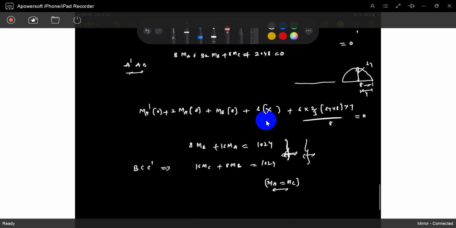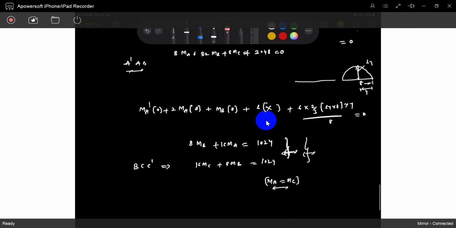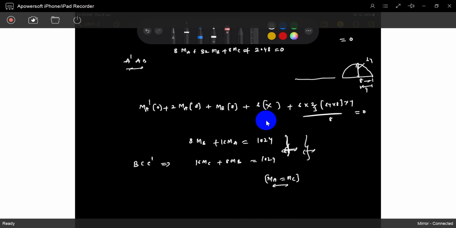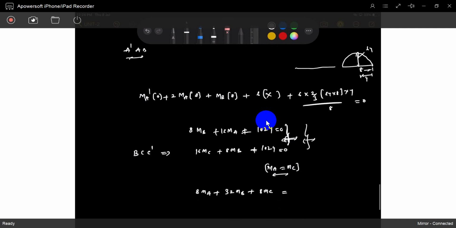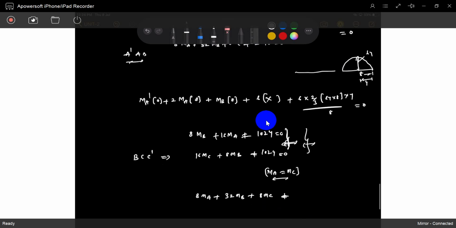So, are you understood? MA is equal to MC. Directly solve these three equations. See, it is 8MA plus 32MB plus 8MC is equal to 0, plus 2048 is equal to 0.